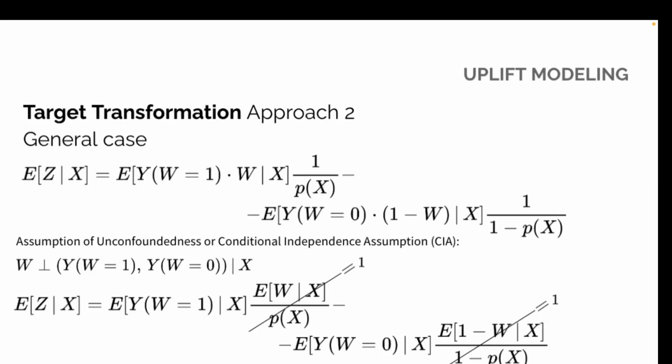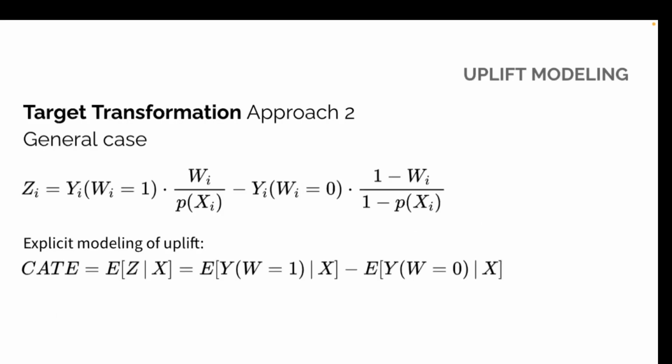And then this assumption simplifies stuff. You can sort of break your expectation of your product as a product of expectations because they are independent, and then terms cancel out, and you are simply left with CATE. So with that transformation, and just training your model with Z being your target variable, you can explicitly estimate your treatment effect.